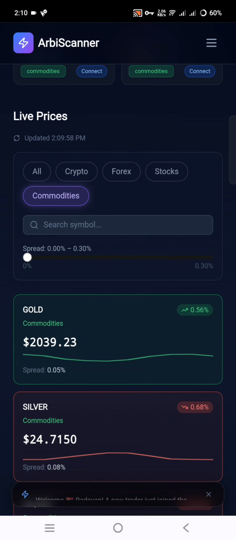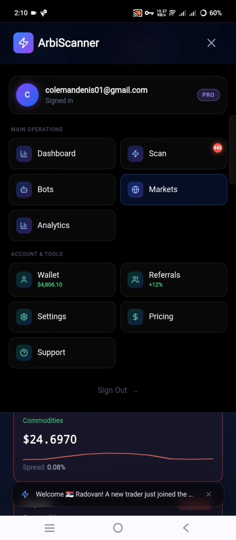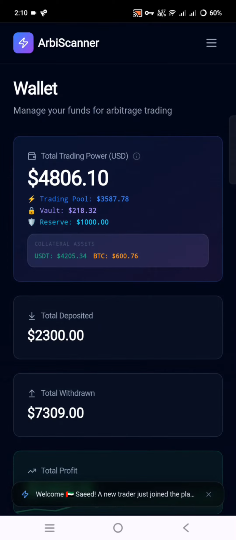Also, let's navigate to another part. Let's come here and hit on the starport. No, this is the wallet, guys. For the wallet, the total amount that I have in my wallet is 4,806.10 USD.